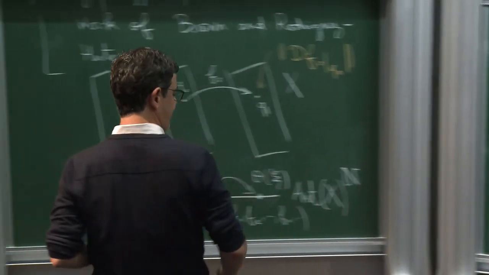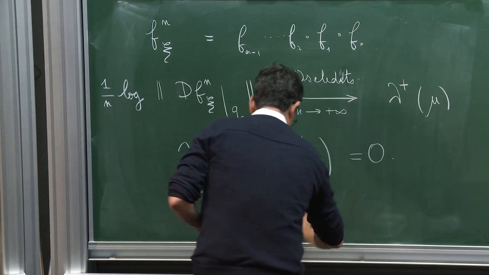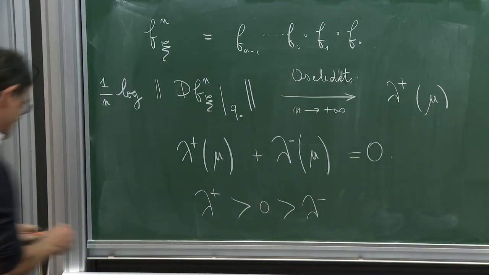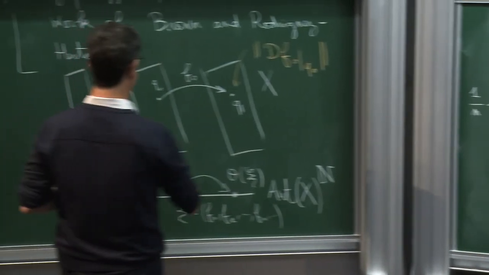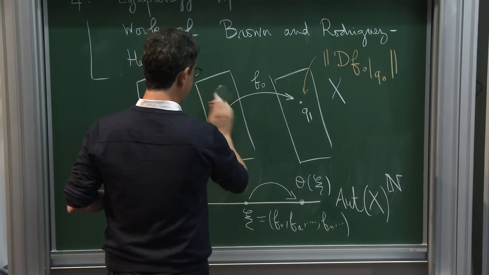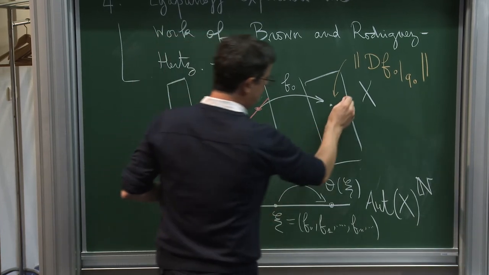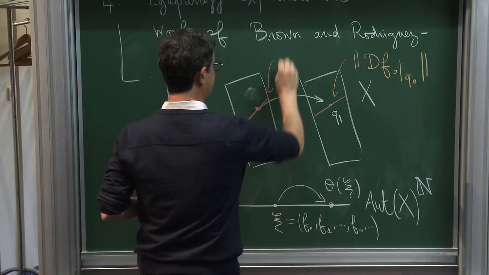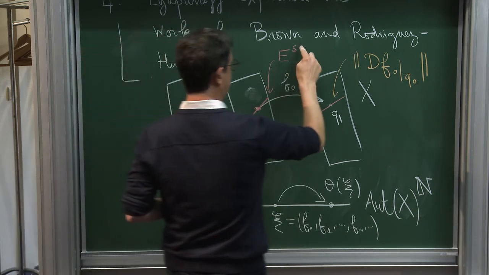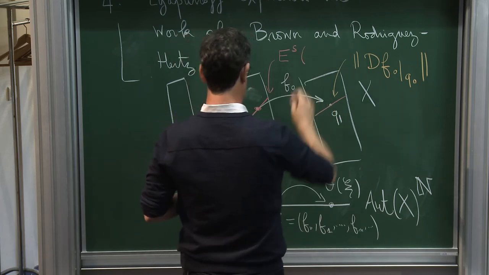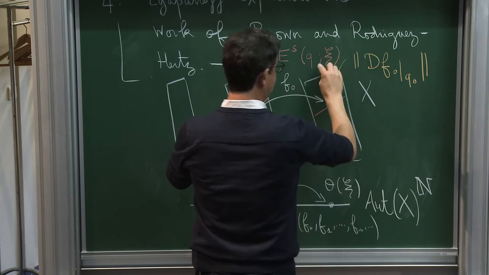And then what comes with that? So assume that lambda plus is positive and lambda minus is negative. Then you can introduce the stable manifold and stable directions. So I'm drawing the stable direction. The stable direction is a line in the tangent space, E index S for stable. It depends on what? On the point Q and on the random sequence Xi.